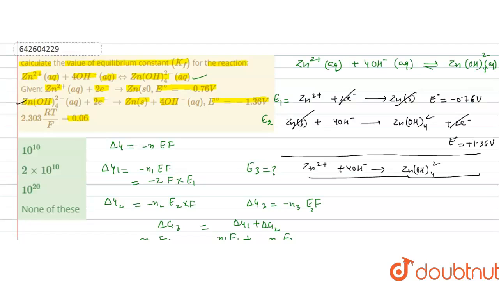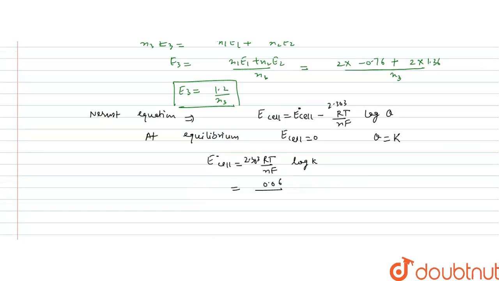And the n value for the final reaction will be the number of electrons, that is n3, and E naught cell we have calculated, that is 1.2 by n3. It will be log K. So this n3 will be cancelled. It will be 1.2 divided by 0.06 equals log K.